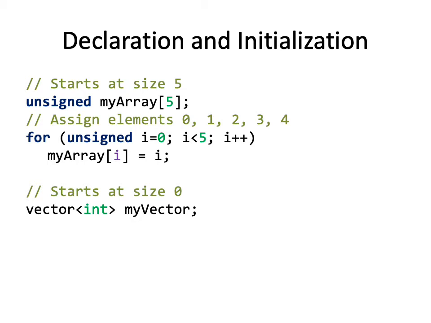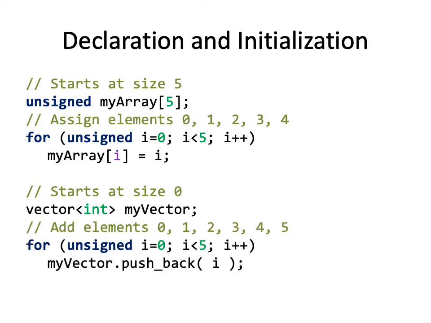For the vector, I can pretty much do the same thing, except I could use the bracket notation only if that vector is already size 5, but remember it starts at size 0. So instead what I'm going to do is add the elements to that vector. It starts at size 0, and every time that I add to it using this push back function, I'm going to push back the value i onto the end of the vector. Let's see what this looks like.